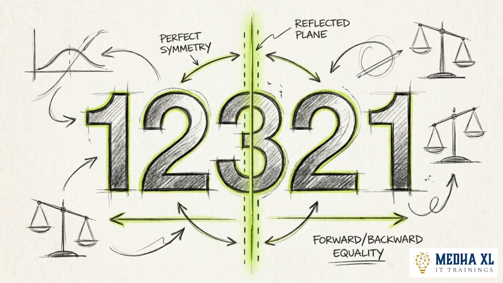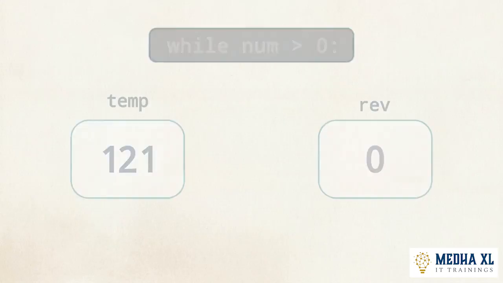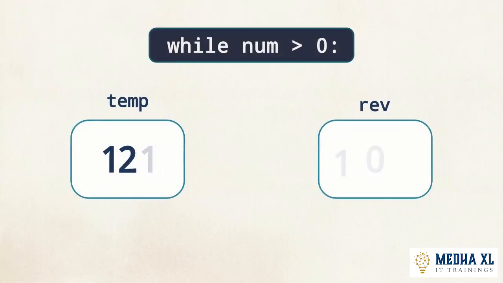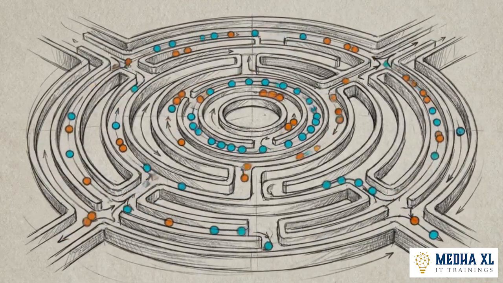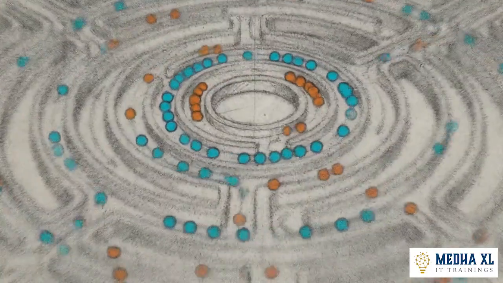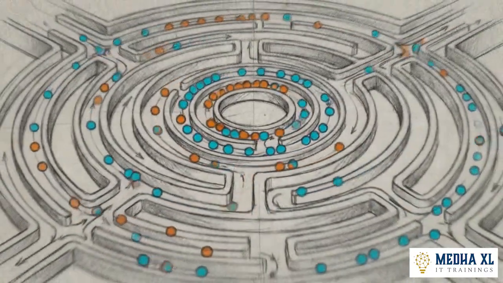Detecting a palindrome, a value that is identical forwards and backwards, requires reversing the data. A while loop extracts an integer's digits one at a time and reconstructs them in reverse order. The logic concludes by comparing this reversed output against the original number stored in memory. These complex mathematical results ultimately emerge from the precise orchestration of sequential iterative steps and constant memory updates.